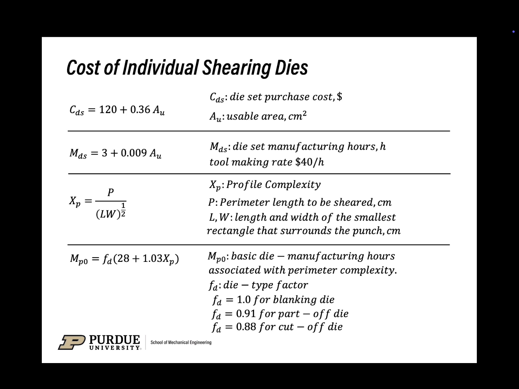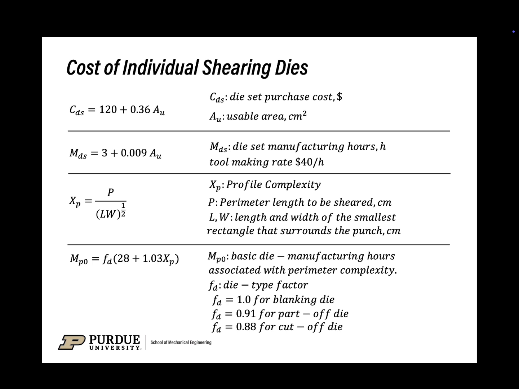The next parameter is XP. XP is the profile complexity, and XP equals P over the square root of LW, where P is the perimeter, which is the length to be sheared and measured in centimeters. LW are the length and width of the smallest rectangle that surrounds the punch, which is also calculated in centimeters. And profile complexity is surely important because the complexity of the part will affect the cost of the dies, which is a parameter that we need to consider.